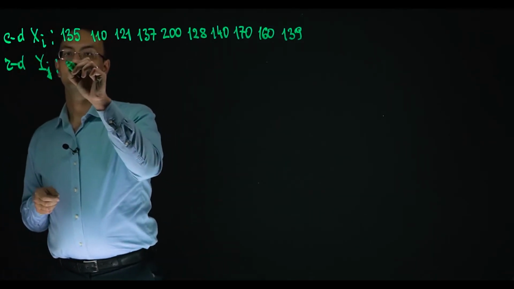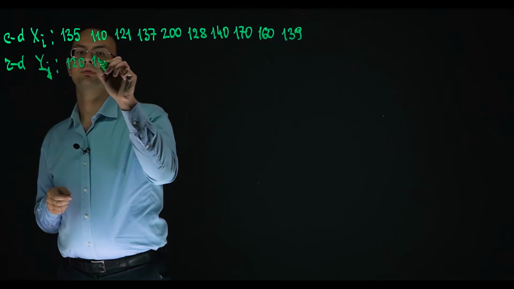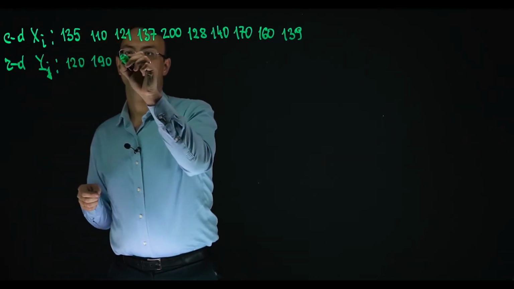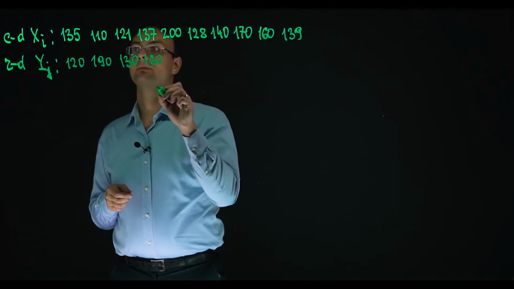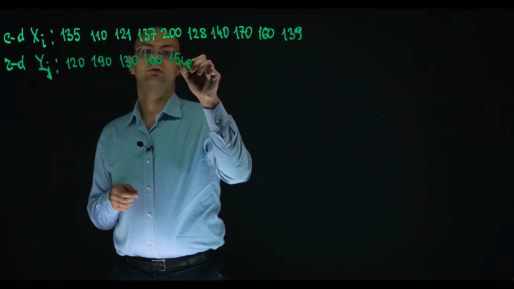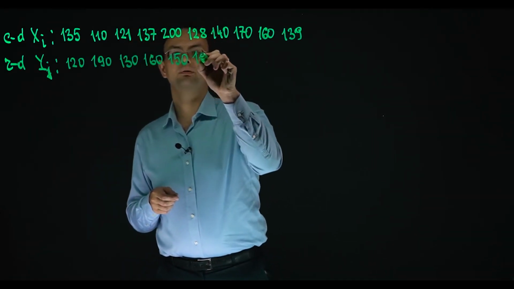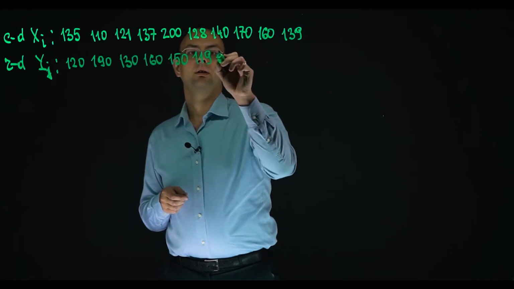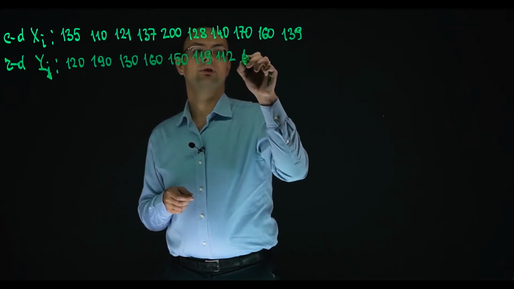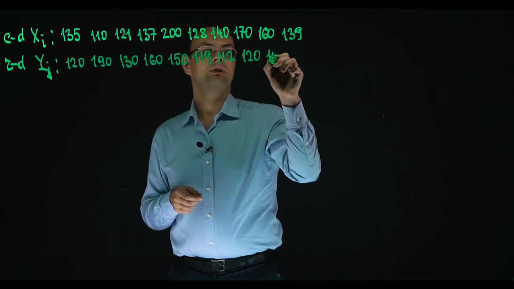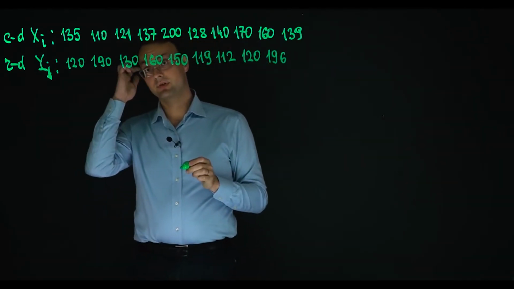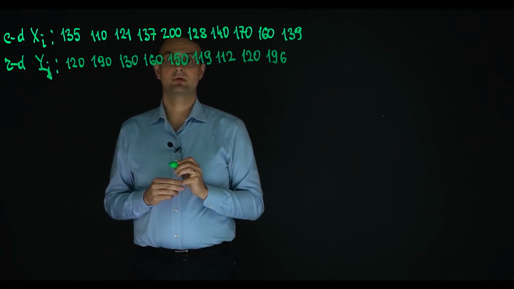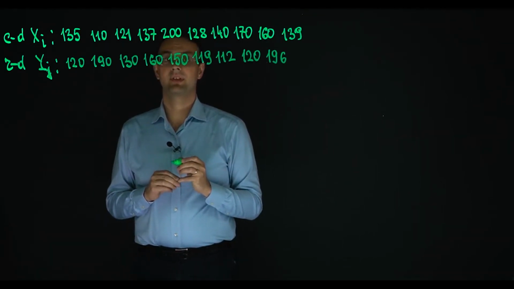And as for the rural dwellers, this is the second sample: 120, 190, 130, 160, 150, 190, 112, 120, and 196. So these are blood pressures of randomly chosen people who live in the country.